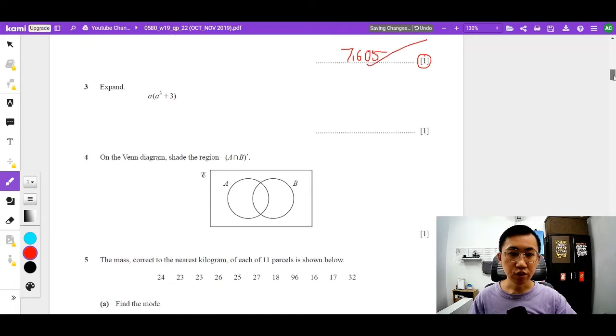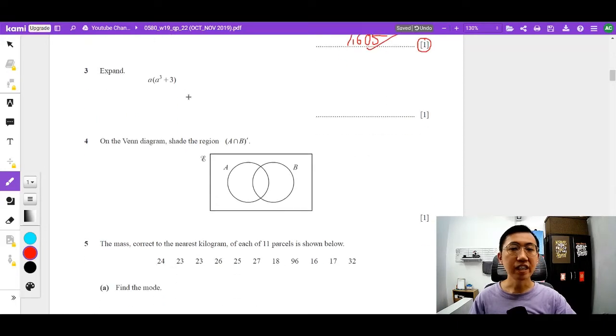Alright, let's go for question 3. Expand. Again, working is not graded since all this is just 1 mark question. So let's expand. Okay, don't make the bracket bigger, okay? Every time students like to trigger me. Expand here means multiply inside. So a times a cubed, that will be a power of 4. A times 3 will be 3a. Right, there you go. So this is question 3.